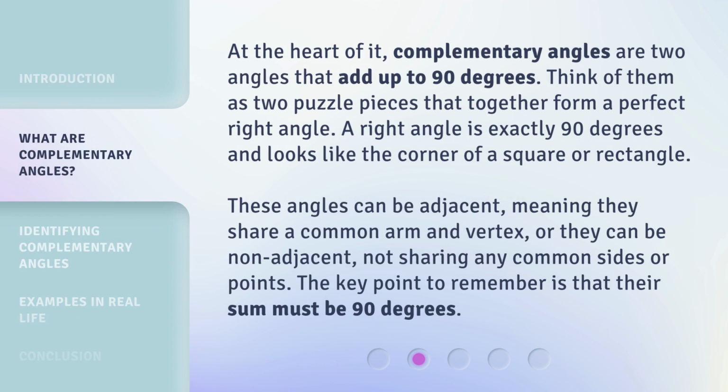At the heart of it, complementary angles are two angles that add up to 90 degrees. Think of them as two puzzle pieces that together form a perfect right angle. A right angle is exactly 90 degrees and looks like the corner of a square or rectangle. These angles can be adjacent, meaning they share a common arm and vertex, or they can be non-adjacent, not sharing any common sides or points. The key point to remember is that their sum must be 90 degrees.